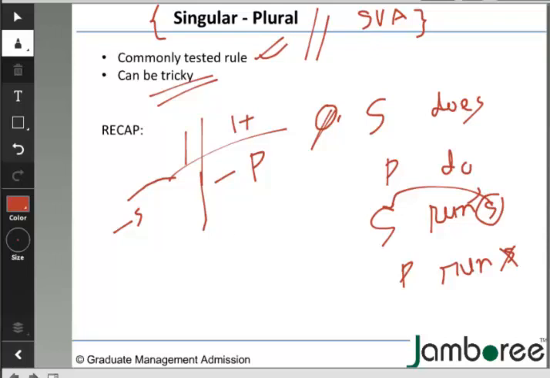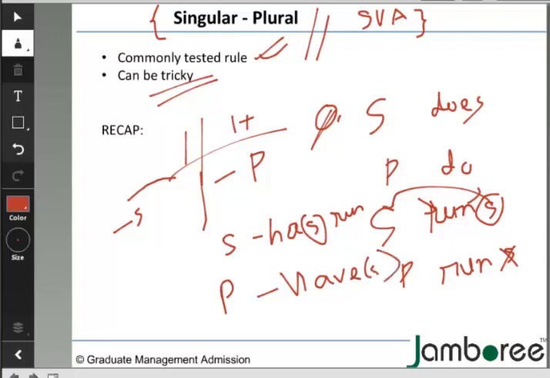Some other forms: this is one direct verb, runs. But if you say singular, it's has run. For plural, again you don't have the S: have run. So has is singular, have is plural. These are some things to remember.